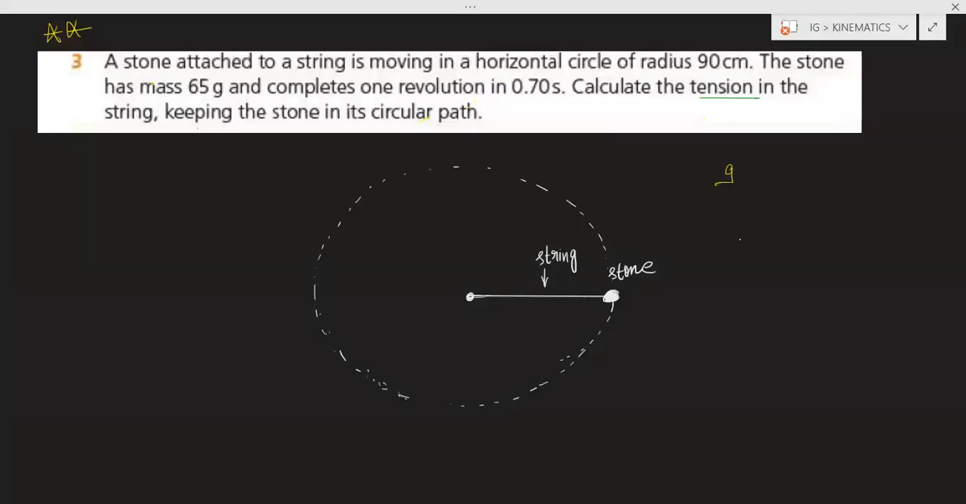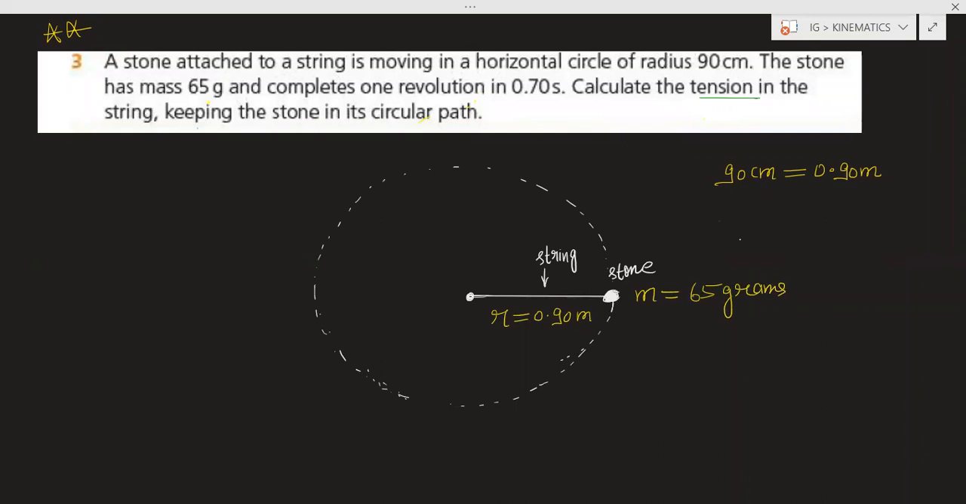90 centimeter means 0.90 meter. So the radius is given as 0.90 meter. We have converted the centimeter into meter. After that, they are saying the stone has a mass of 65 grams. Now we can convert the gram into kilogram also.